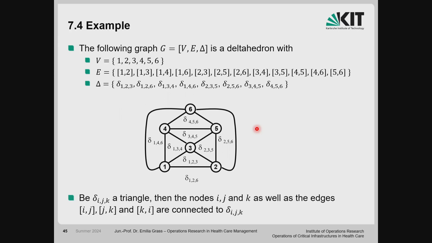So delta is a triangle with the nodes I, J, K, as well as the edges connecting these nodes with each other. The triangles are denoted by delta, I, J, K, the nodes.